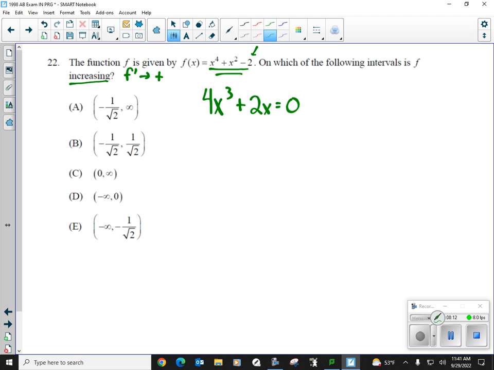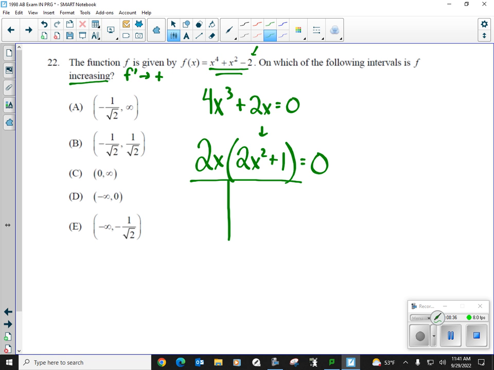So factoring never goes away. All right? So I'm going to factor out a 2x, and that leaves me with 2x times x squared plus 1 equals 0. Now I'm going to solve for each one of these. This set of parentheses is unfactorable, okay? 2x equals 0. That only happens when x is 0.